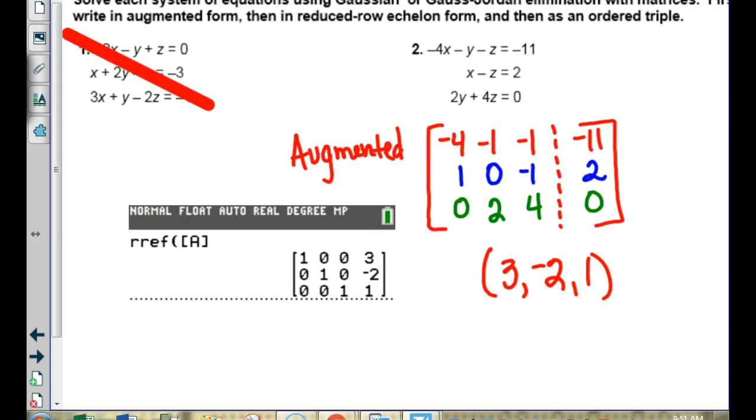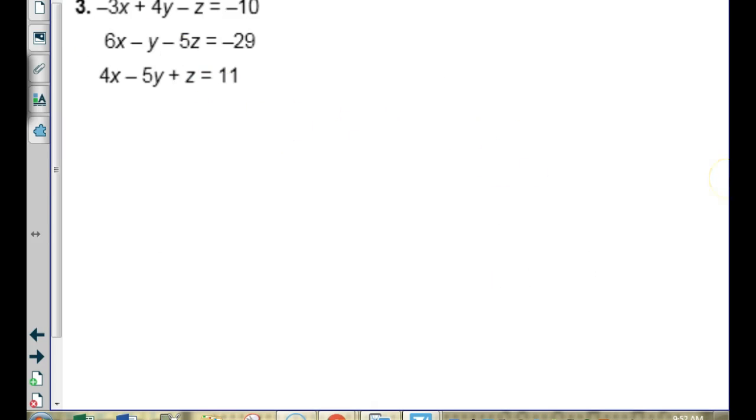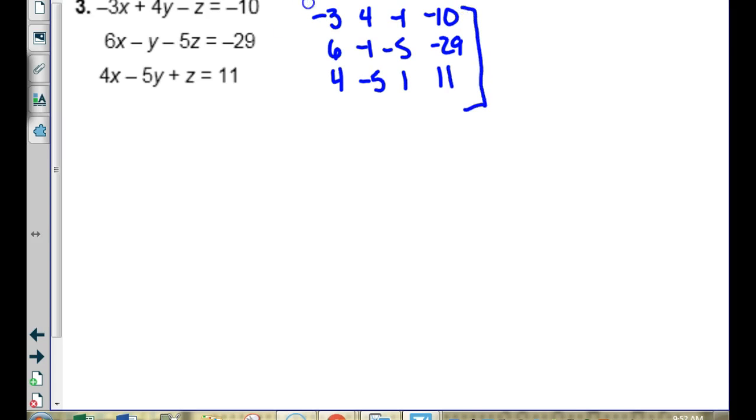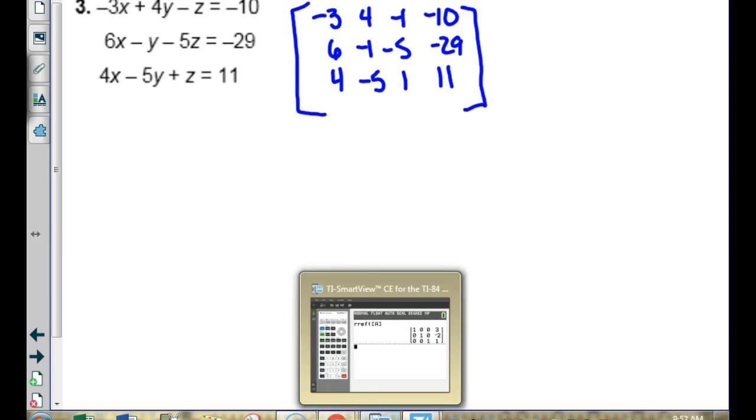Okay. Let's try number 3. All right. What are we putting in this time? Negative 3, 4, negative 1, negative 10. 6, negative 1, negative 5, negative 29. 4, negative 5, 1, 11. Okay. This is the augmented matrix. I know a lot of you went straight to your calculator, but you have to be able to write that on the quiz, okay?